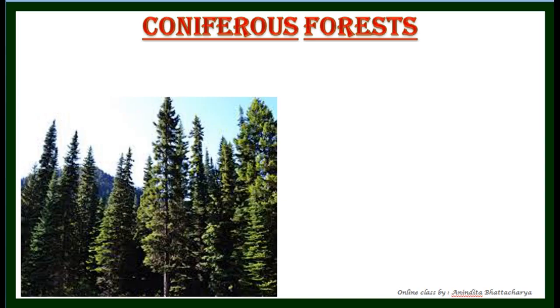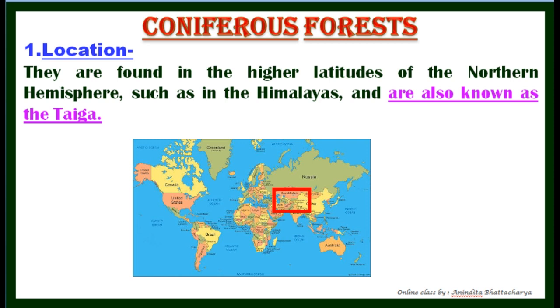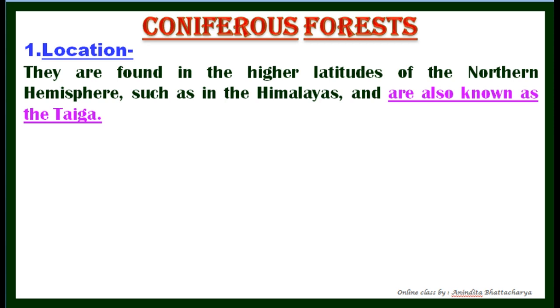Move to the last classification of forest, and that is coniferous forest. Location. They are found in the higher latitudes of the northern hemisphere such as Himalayas and also known as taiga vegetation. Remember, coniferous forest is also called taiga vegetation.